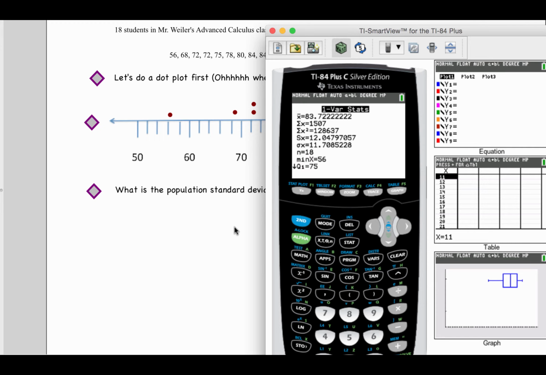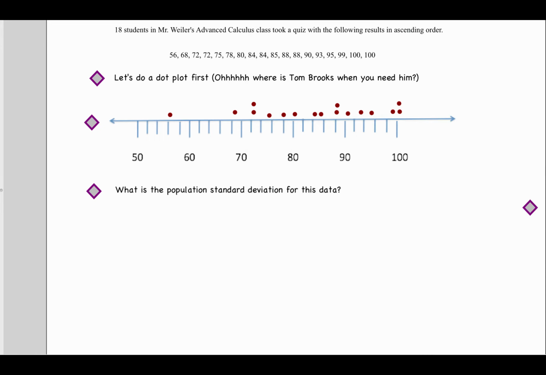Remember, there are two types of deviation. We have sample, and then we have population. It's pretty easy to remember, sample was for S, but we don't want sample in this case. Why do we want population? Because we studied all 18 kids. I'm going to round to the nearest tenth just because I didn't say where to round.